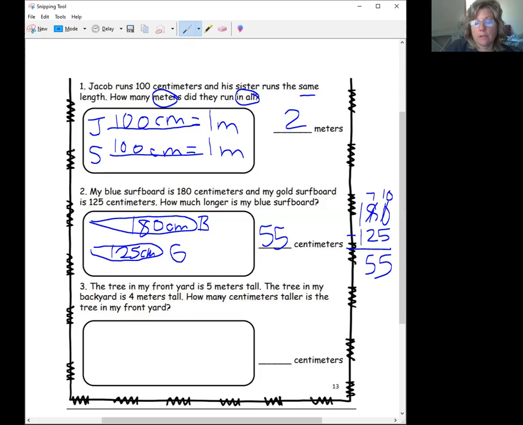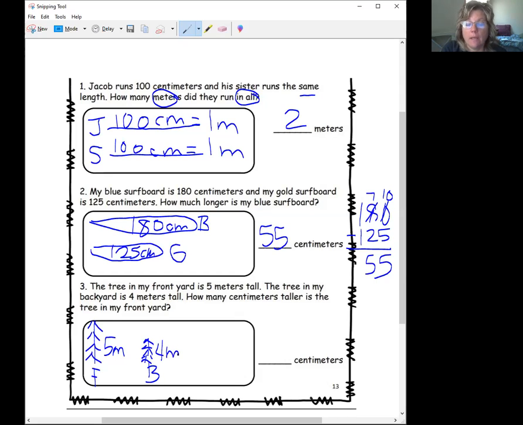The tree in my front yard is 5 meters tall. The tree in my backyard is 4 meters tall. How many centimeters tall is the tree in my front yard? Okay, so we know they're meters tall. So here's the tree in the front yard. I'm going to put an F for front, and I'm going to make it tall. A pine tree, and it was 5 meters. And then the one in the backyard, I'll put a B for backyard. And it wasn't as tall, it was shorter, so I'm going to make it smaller. And it was 4 meters.